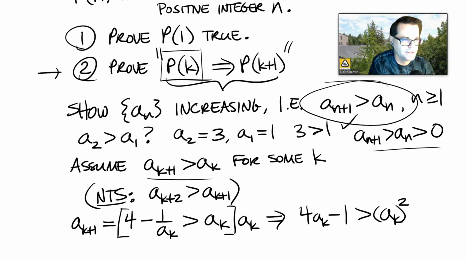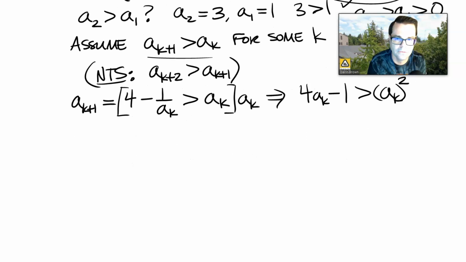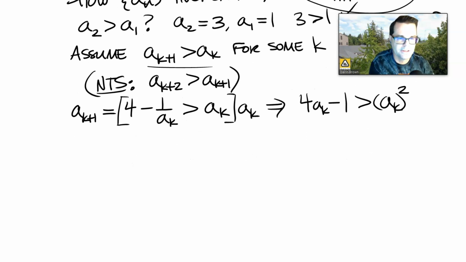Now, 3 is bigger than 1 is bigger than 0. The only reason I'm including this is that when I multiply through by a sub k, I really should make sure that it doesn't change the direction of the inequality. Okay, so this is what I have.